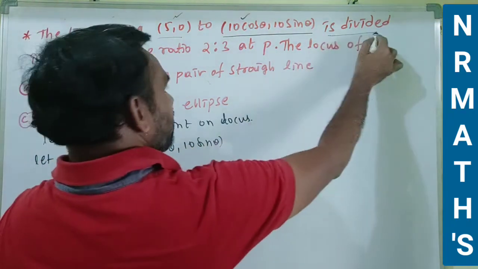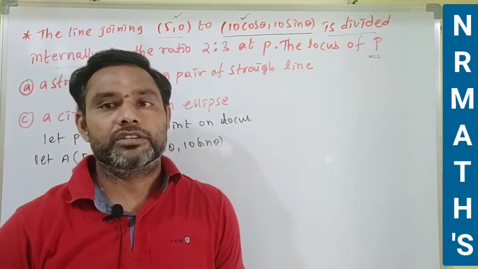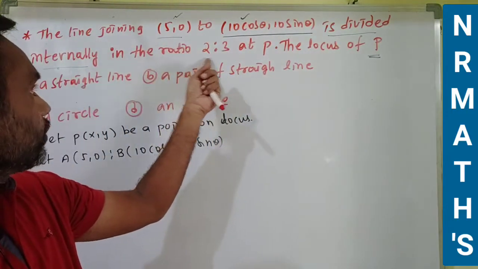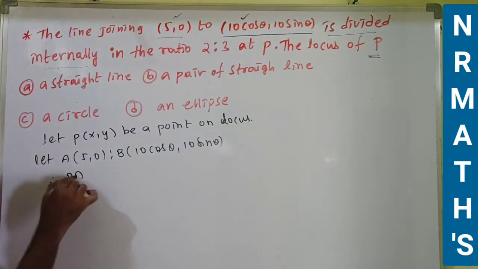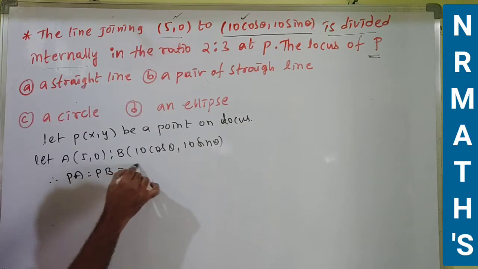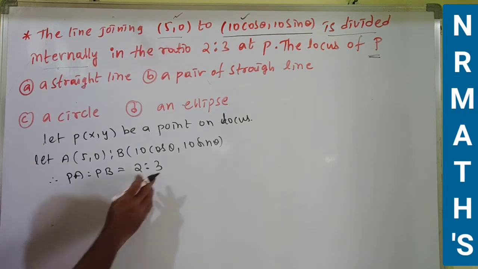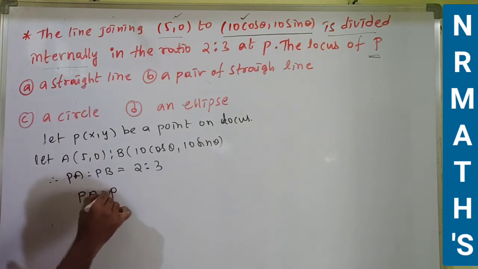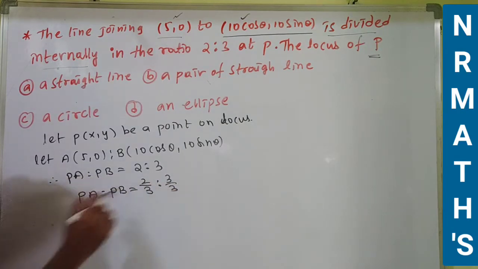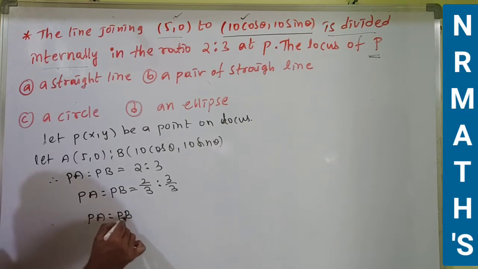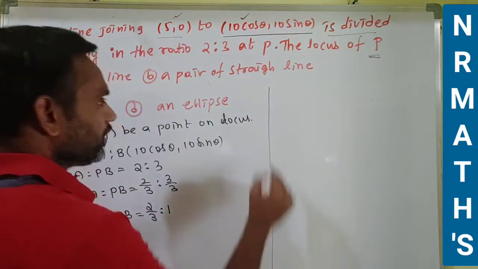Now P divides the line joining AB internally in the ratio 2:3. Therefore PA is to PB is equal to 2:3, as given here. Now dividing both sides by 3, PA is to PB is equal to 2/3 is to 3/3, that means 2/3 is to 1. We know one formula here.